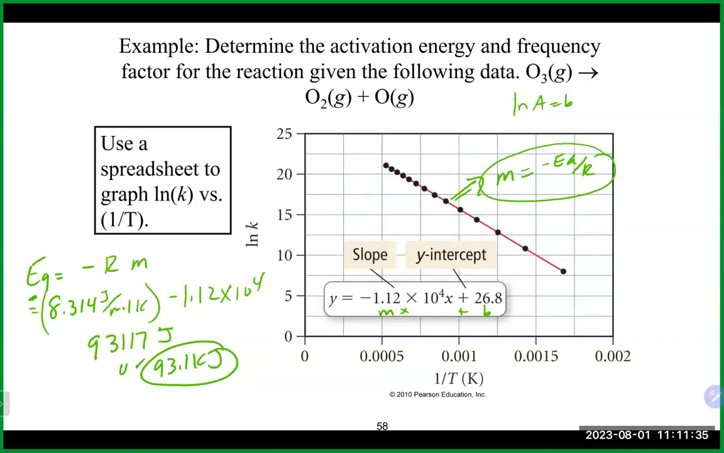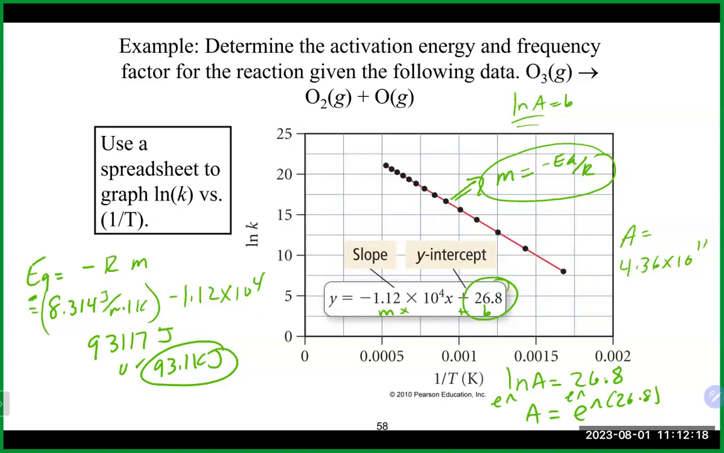We could also determine our frequency factor, which is A. The natural log of A would equal our y-intercept, which is 26.8 in this case. A would equal e to the 26.8, taking e of both sides, basically. That gives us our frequency factor, which is the proportion of molecules that have enough energy to get up and over. Our A value in this case would be something like 4.36 times 10 to the 11.